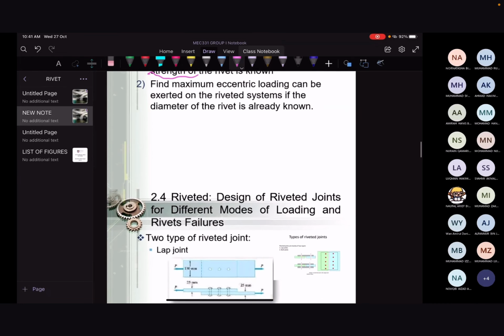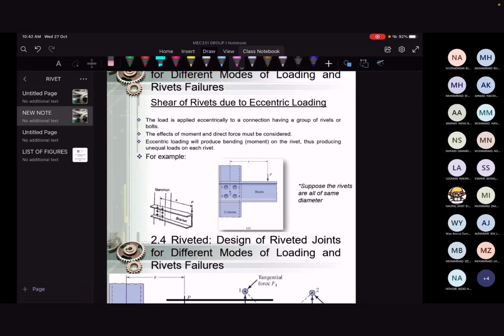Okay, so this is the shear of the rivets due to eccentric loading. About the eccentric loading that I mentioned earlier, it is located away from the rivet. So what type of forces will exist at the rivet? Because I said earlier, how does the rivet function? The rivet is a mechanical joint where it will have forces.